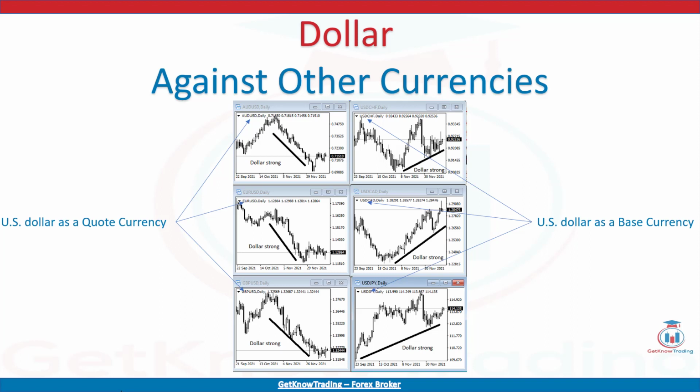On the right side, you have the US dollar as a base currency. And the price of a currency pair, where the US dollar is a base currency, will rise in value if the US dollar is stronger. The price will rise because when you have USD-CAD pair, that means USD will become stronger and Canadian dollar will lose its value and will decline.